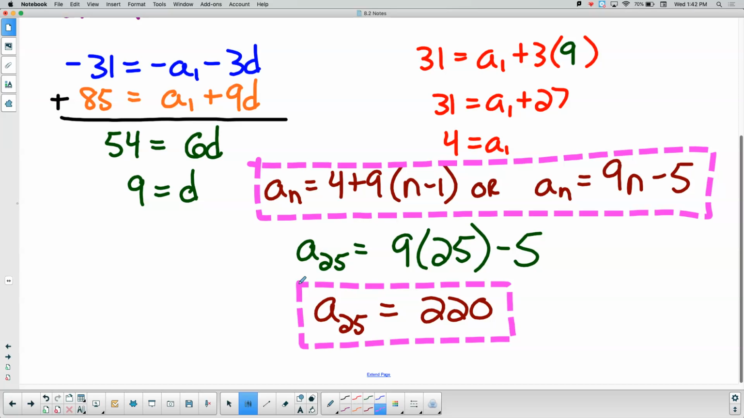Reading directions is crucial. It tells you what you need to find, especially in this stuff, because we could ask you for the next 4 terms. I could ask you for just the next term. I could ask you for a term way on down the road. I could ask you for the rule. I could ask you for multiple things in there. Okay? Reading directions is key.